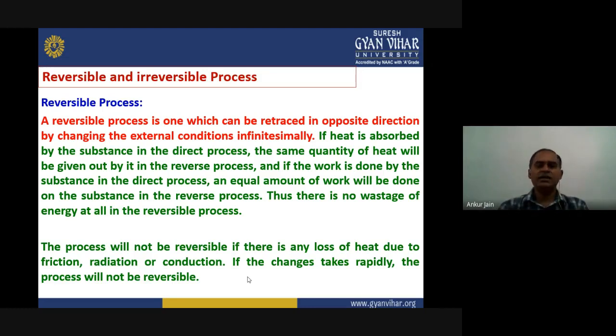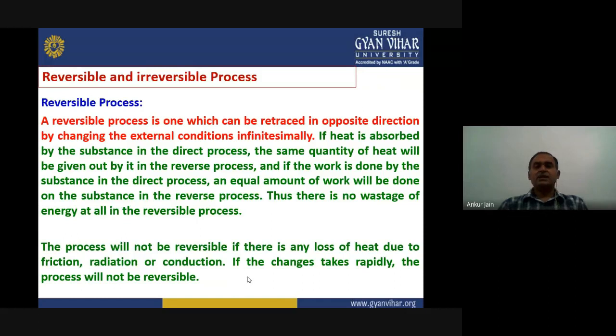According to the thermodynamic point of view, we can define a reversible process as a process which can be retraced, or which can come back in the opposite direction by changing the external conditions. The important word is infinitesimally. That means it should be extremely slow, so we can call it quasi-static also. That means it looks static, but actually the reaction is proceeding. We cannot see by our eyes or by experience that the reaction is proceeding, but there are some changes taking place.